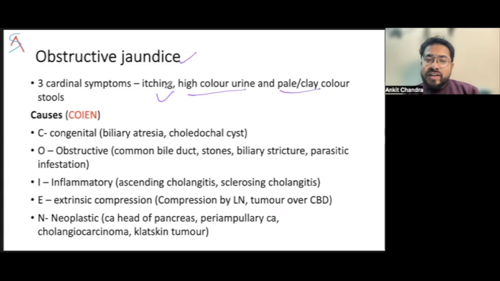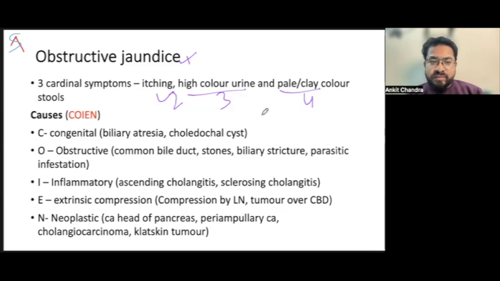So basically, you need to understand that jaundice will be the first symptom, second would be itching, third would be a high color of urine, and fourth, pale stools. If all these symptoms are there, then you can label this patient as having obstructive jaundice. And what are the common causes?